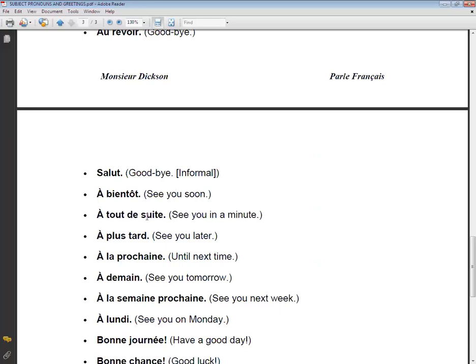À tout de suite. People say "a tout sweet", but in French you swallow it. Can you say à tout de suite? Yes, to mean see you in a minute, or just a moment, or see you in a few. English people say in a few. So say à tout de suite.